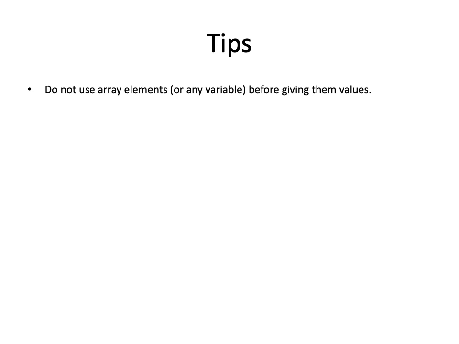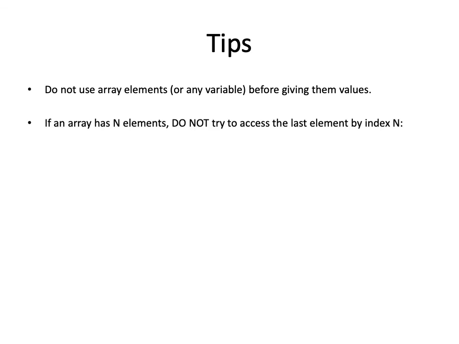Here are some tips. Number 1, don't use array elements or any variable before giving them values. Just like with regular variables, array values will have ones and zeros in the computer's memory under the hood, just from whatever happens to be there in memory. And so even if you haven't explicitly given a value, you can still reference it and get a value. So make sure that you don't use them before you actually give them values.